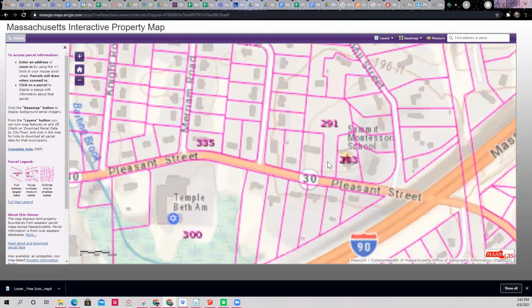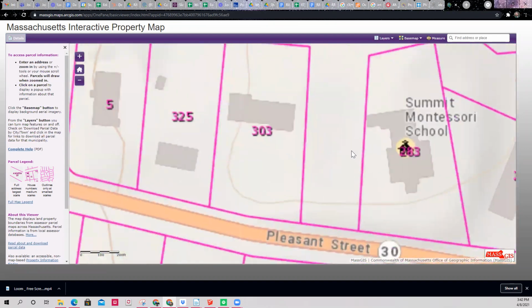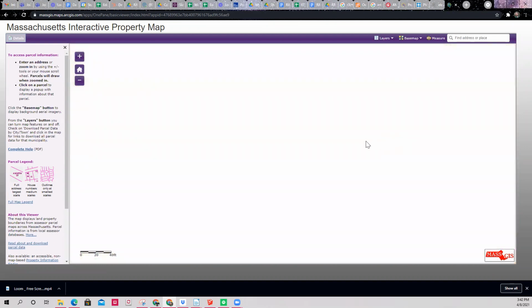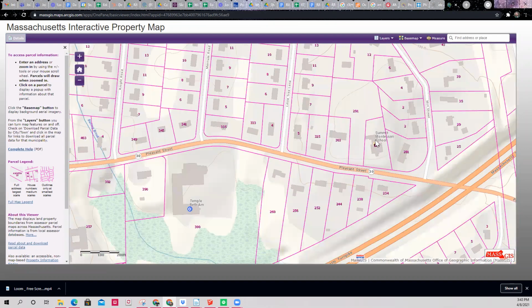So for instance, what is this? Summit Montessori. Okay, where'd my map go? There we go. So I grew up in Framingham. This is the Montessori school. It's off Route 30. And here it is.